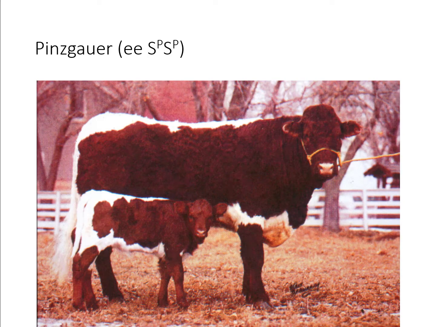The next allele we'll talk about at the spotting locus is our Pinzgauer spotting, so SP, SP. A Pinzgauer pattern is also referred to as a skunk stripe pattern. So you can see here we have the white stripes along the side encompassing the base color on the cow.